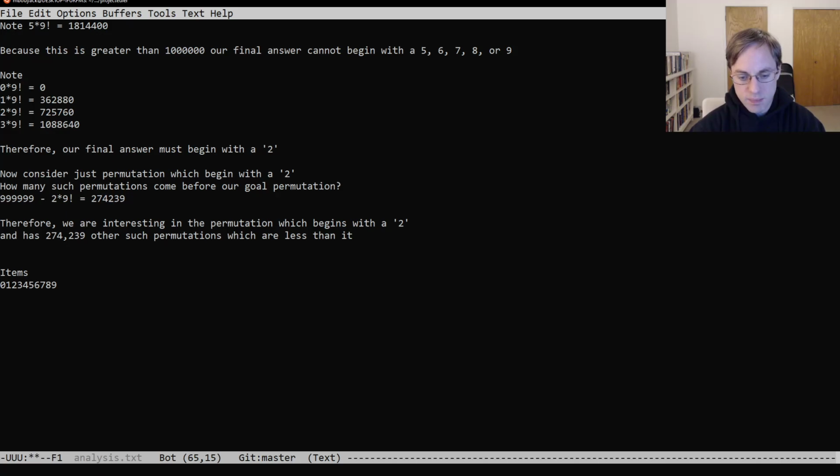And then for our next column, let's have our target. And so to begin with, that was 999,999. Again, we're considering the number of permutations that come before, not the place number of our permutation.